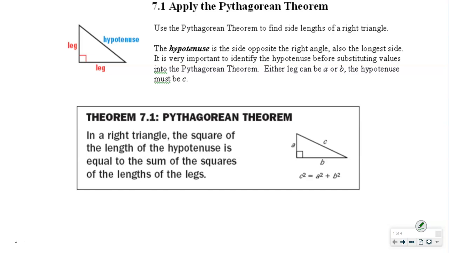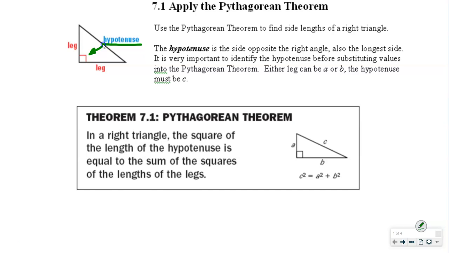All right, for 7.1, it's applying the Pythagorean theorem. You're going to use the Pythagorean theorem to find side lengths of a right triangle. It only works with right triangles. So the hypotenuse is the side opposite the right angle. And it's very important to identify which is the hypotenuse before substituting in values for the Pythagorean theorem. Either leg can be A or B, but the hypotenuse must be C.